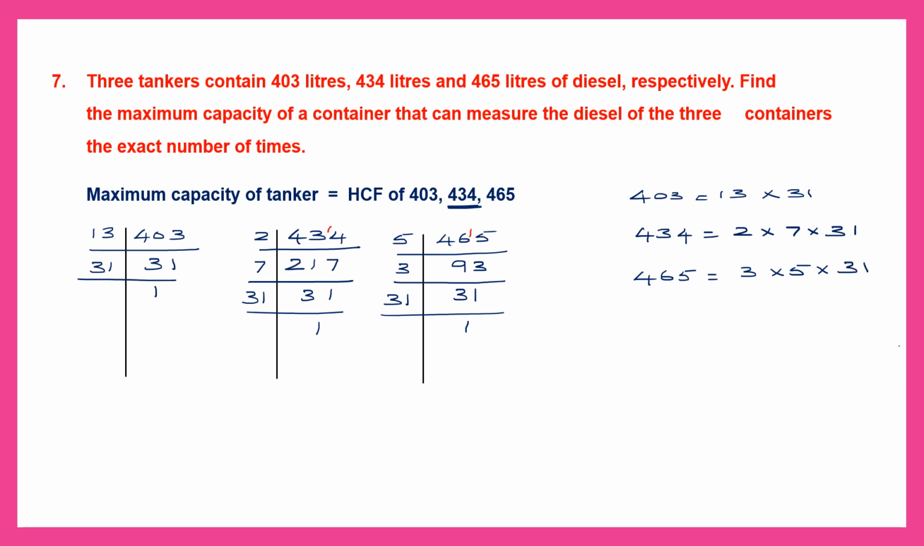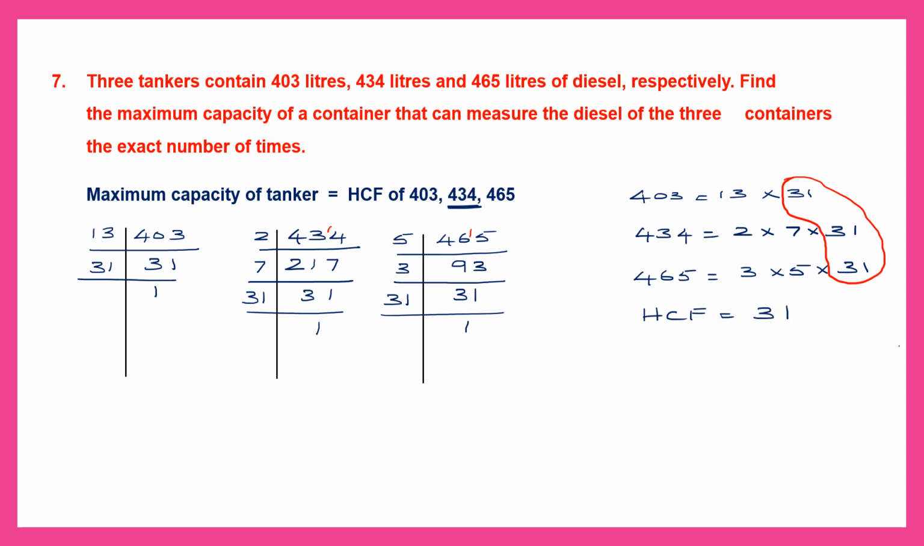Now to find H.C.F, remember we look at all the factors here and we circle the ones that are common. What is common to all three? Now we have 13 here but no 13 here. We have 31 here, 31 here and 31 here also. That means 31 is common. There's nothing else that's common. So let's circle 31. So we have circled 31 and that's the only number. That means the HCF of 403, 434 and 465 is 31.